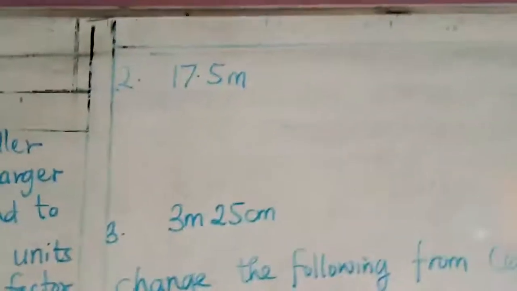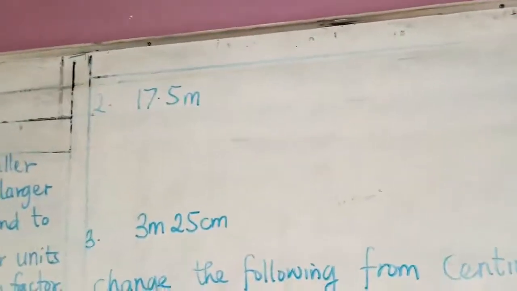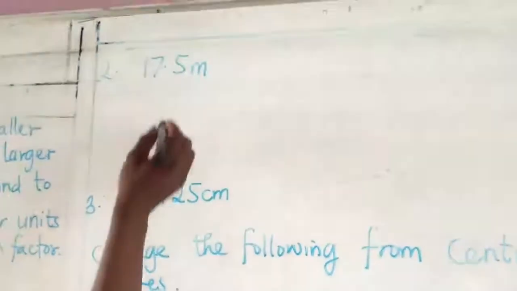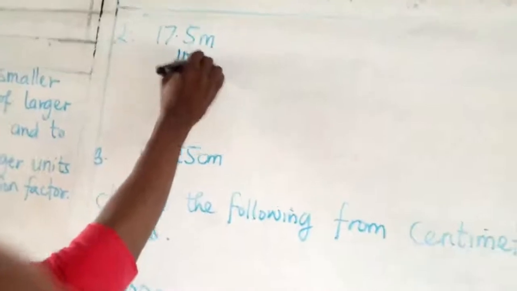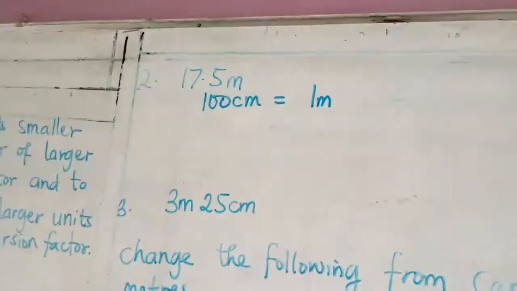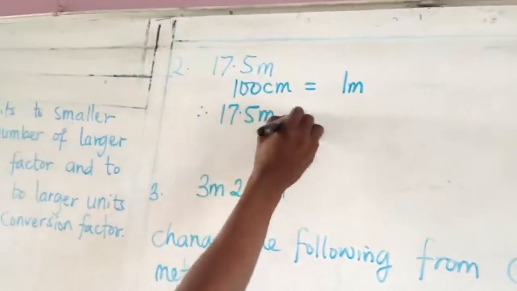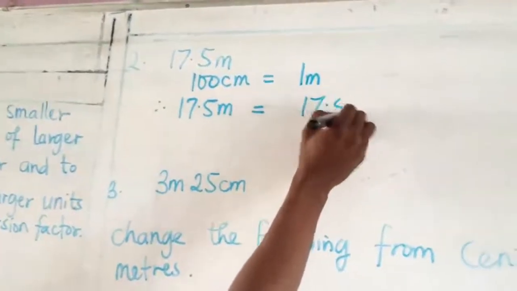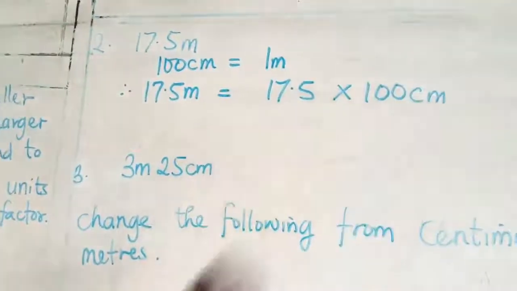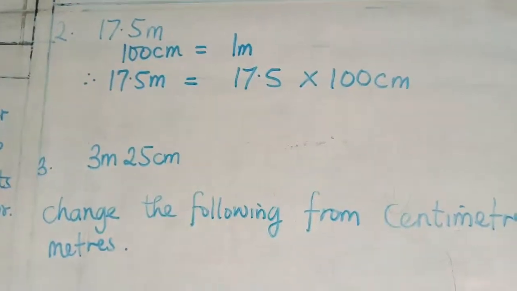Example 2, we want to change 17.5 meters to centimeters. First, tell us your conversion factor. 100 centimeters equals 1 meter. Therefore, 17.5 meters is equal to 17.5 times 100 centimeters. Now I hope you know how to multiply by multiples of 10 or powers of 10.